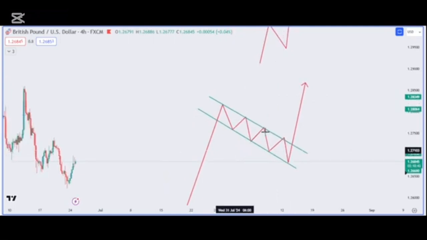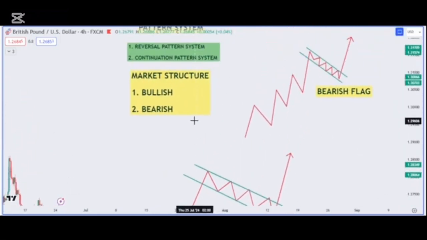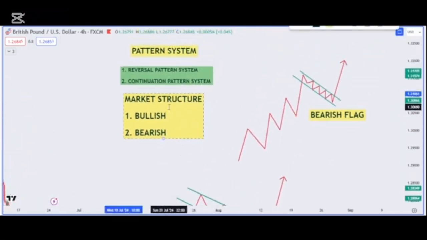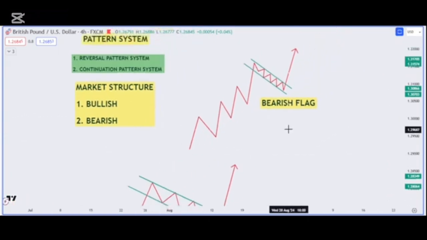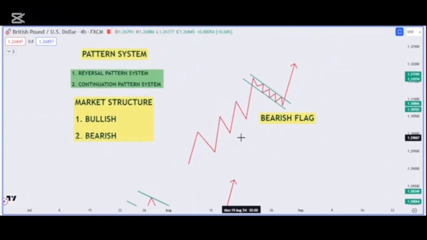You understand? Under the continuation pattern, we have bullish continuation pattern, if we are in a bullish market structure, or if we are in a bearish market structure, you call it bearish continuation pattern. You understand? So the name that you are going to use for this bullish continuation pattern is bearish flag.